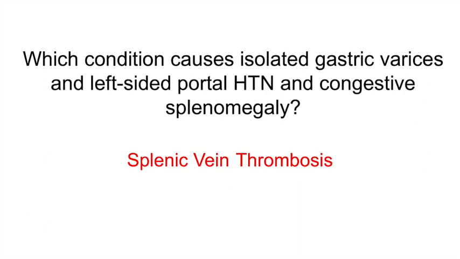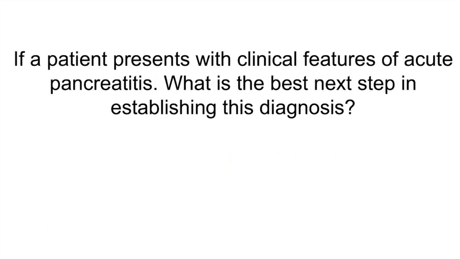If a patient presents with clinical features of acute pancreatitis, what is the best next step in establishing this diagnosis? Serum blood tests only. It's important to note that 2 of the 3 are required to diagnose acute pancreatitis. The first being acute onset of persistent severe epigastric pain. Second, elevation of serum lipase or amylase greater than 3 times the upper limit of normal. Of course, lipase is more specific. And third, characteristic findings of pancreatitis on abnormal imaging, which can be contrast-enhanced CT scan or MRI.